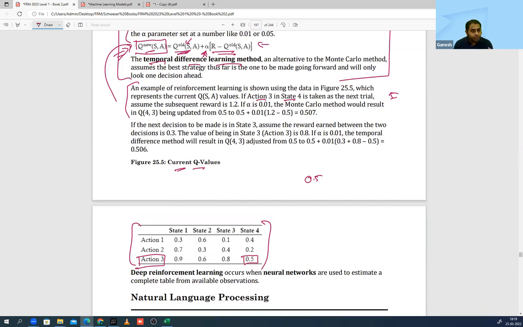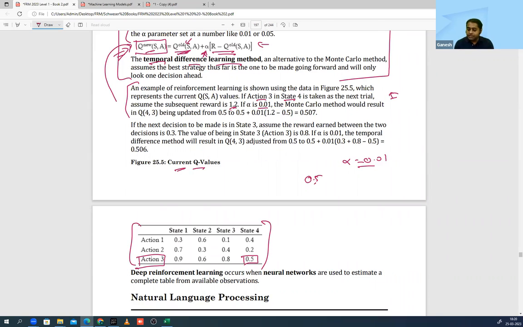Now suppose you are going towards a new situation. Let us assume your alpha is given over here, 0.01. And in the new situation, the reward point is 1.2. That means if I successfully tackle the new situation, I will get a reward of 1.2. Q is my ability to take decision.